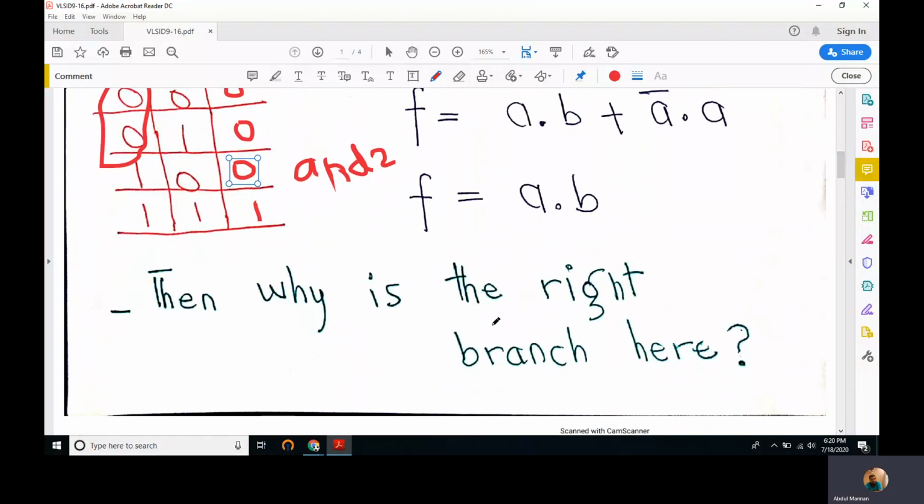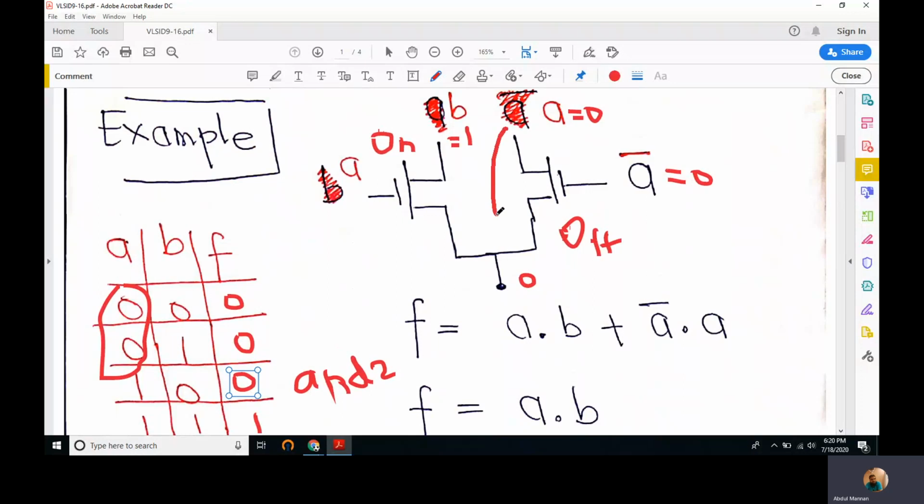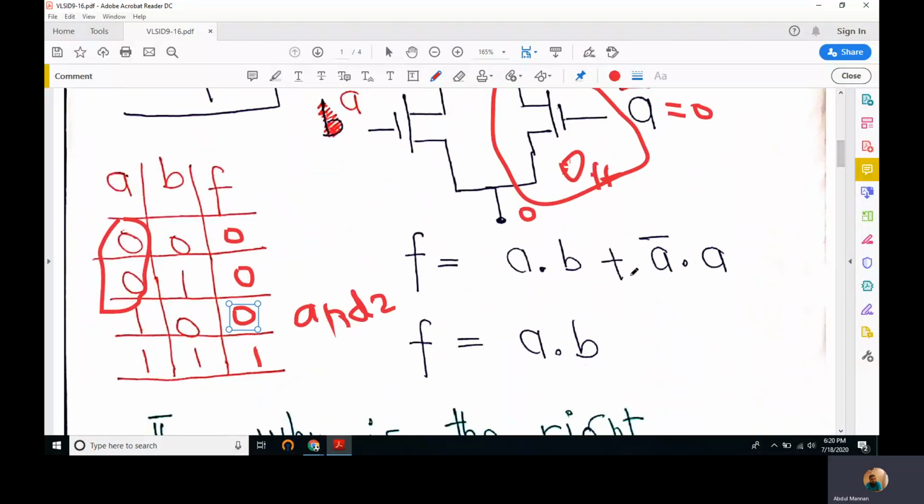So why is the right branch here? I have already explained why: if the right branch is not there, we will not be able to verify the complete truth table. In order to verify all the entries of a truth table, we have to have this right branch, right? So it's A dot B plus A complement A. A complement A is a 0. So A dot B or 0 is A dot B, which is an AND operation.